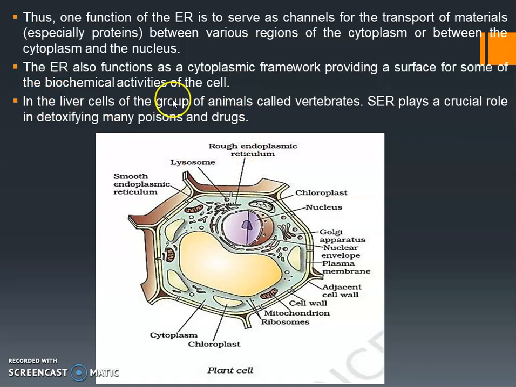Okay, and in liver cells of the group of animals called vertebrates, that is, organisms with a vertebral column, in their liver cells the endoplasmic reticulum, that is the smooth endoplasmic reticulum, plays a crucial role in detoxifying many poisons and drugs. We learned that the endoplasmic reticulum acts as a surface for biochemical activities. Along with that, in the liver cells of vertebrates, smooth endoplasmic reticulum plays a crucial role in detoxifying many poisons and drugs.